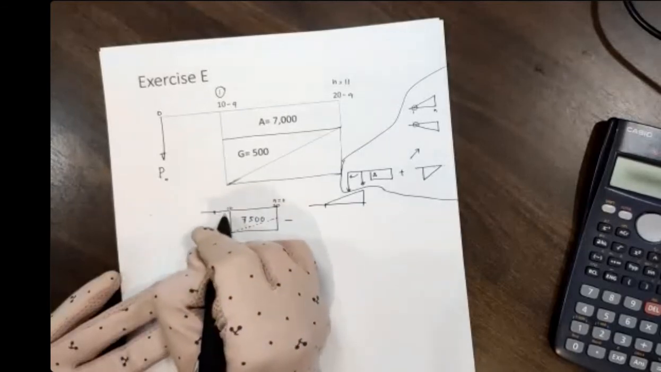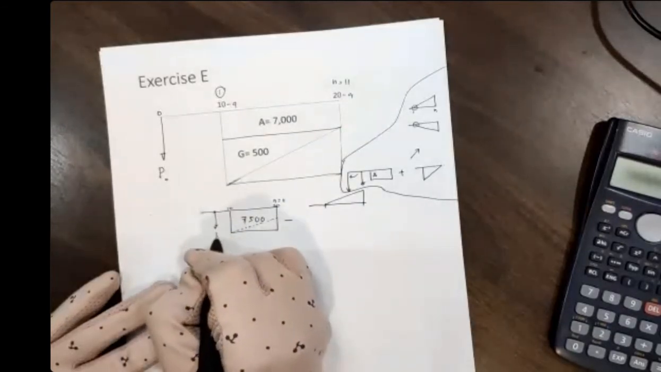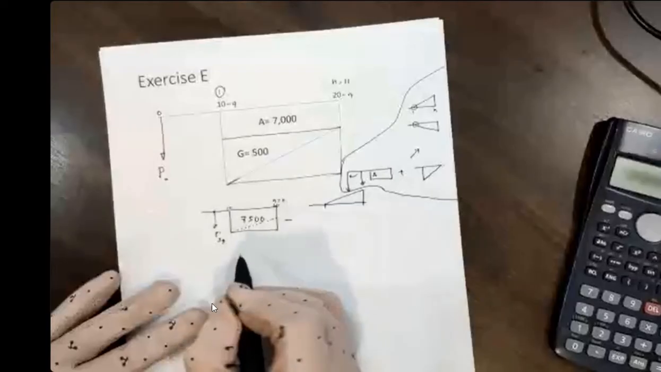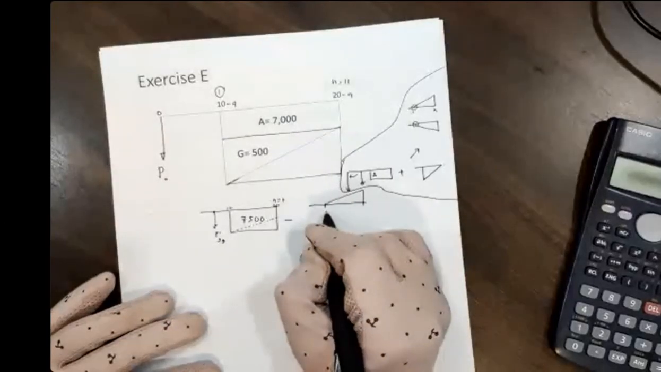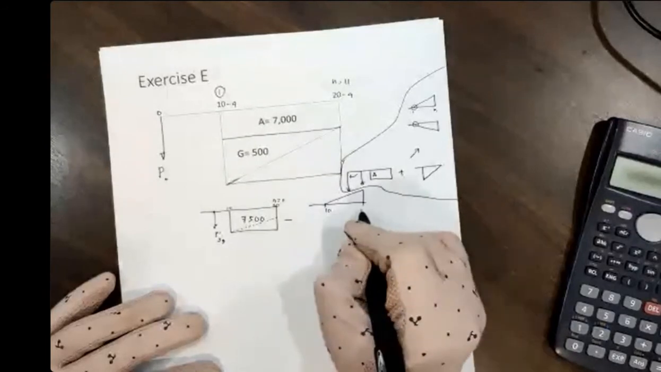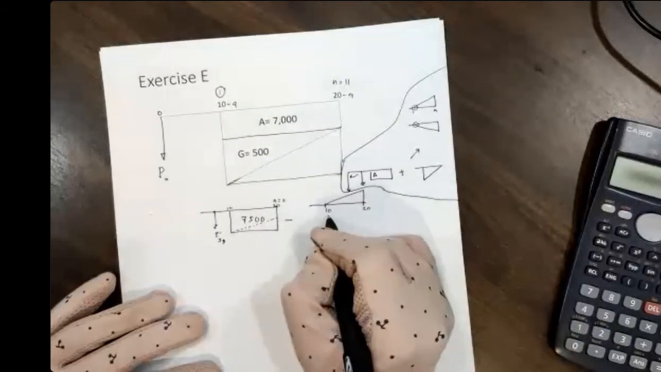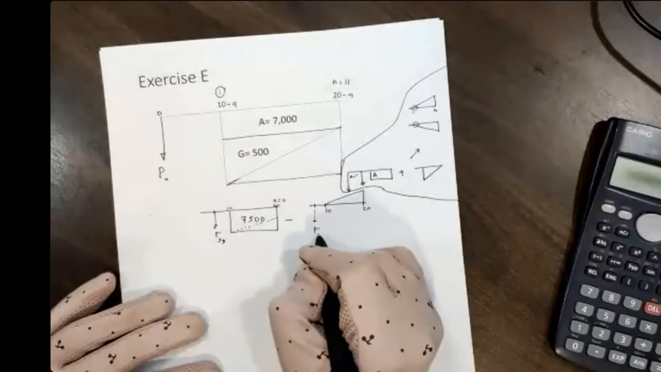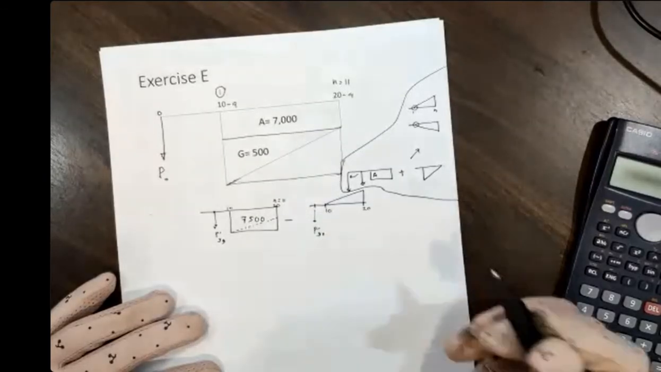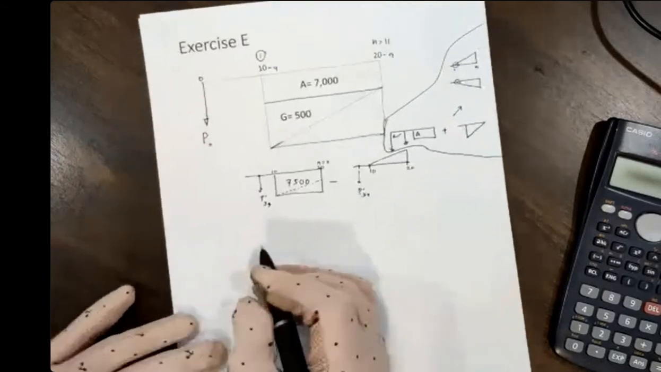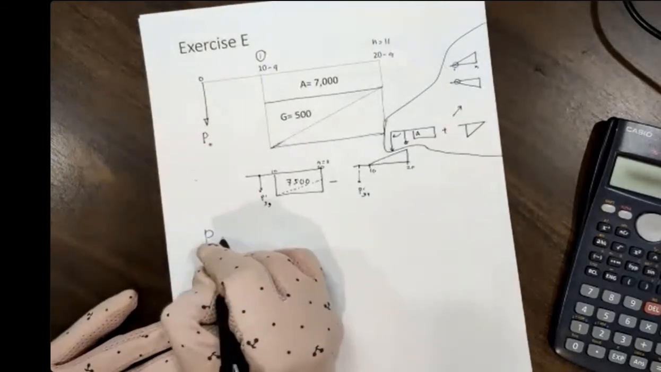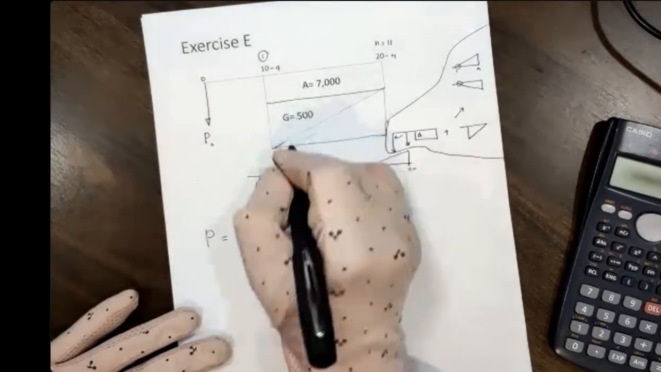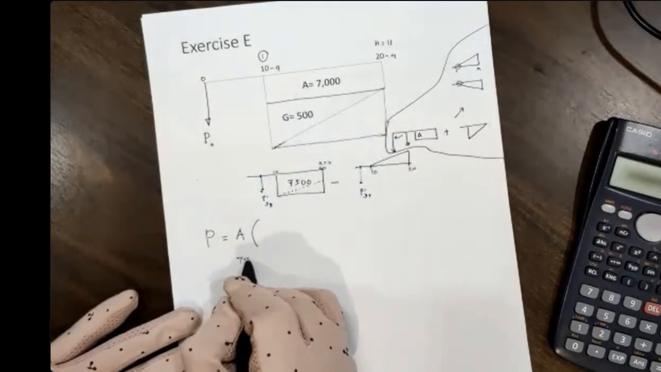So you convert it, get the P here, P at year 9. Then this one is the same. This P is also at 10 and 20, and you have to convert it to P at year 9. So that means you have to make P equal to A, the big A, the 7,500.